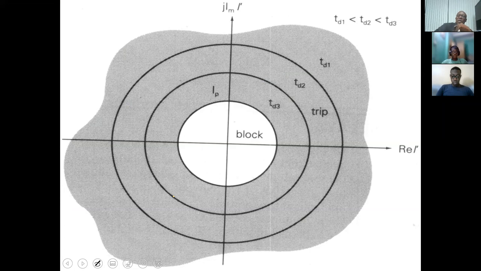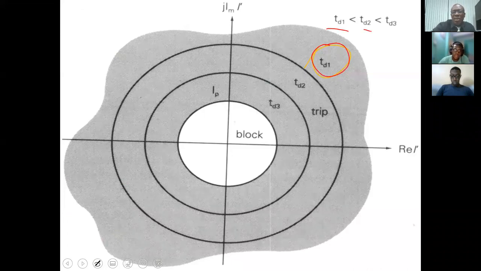So this one would have an inverse relationship, meaning that in terms of the magnitude versus operating time, the larger the current, which means the larger it is above tap, it means that TD1, that time, is shorter than TD2, which is shorter than TD3, because TD3 is closer to the tap current or the pickup current.